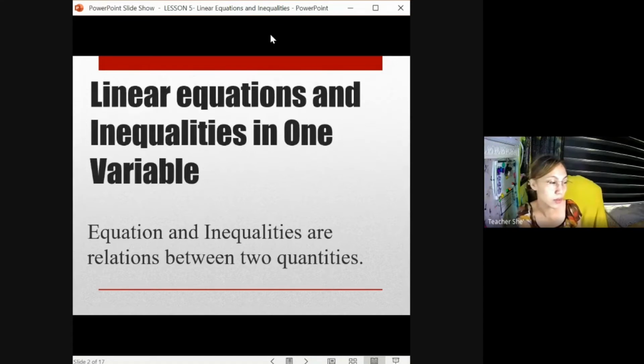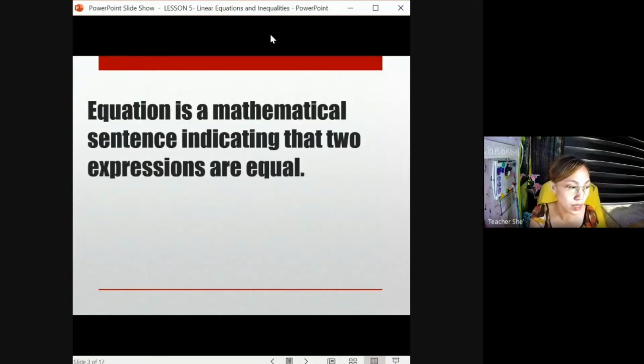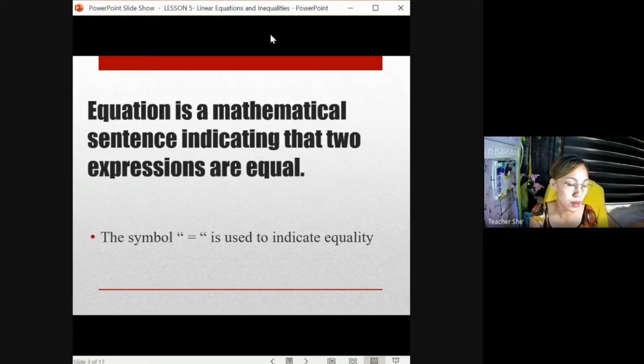Equations and inequalities in one variable. Equations and inequalities are relations between two quantities. What is an equation? When we say equation, it is a mathematical sentence indicating that two expressions are equal. From the word itself, equation, equal. The symbol equal is used to indicate equality.